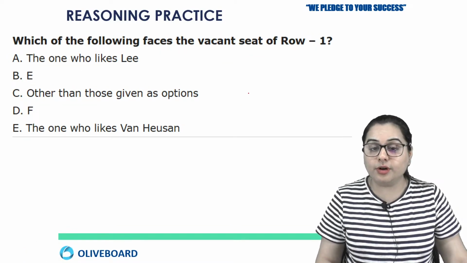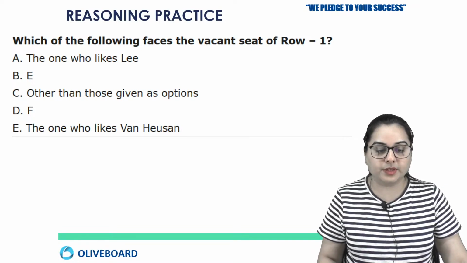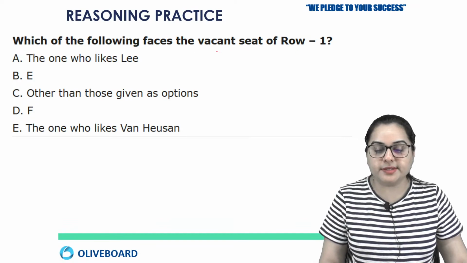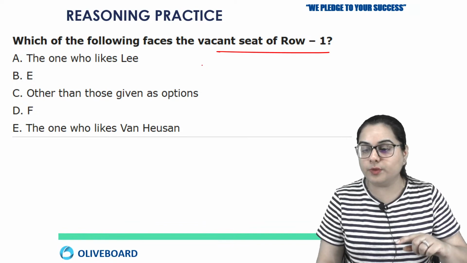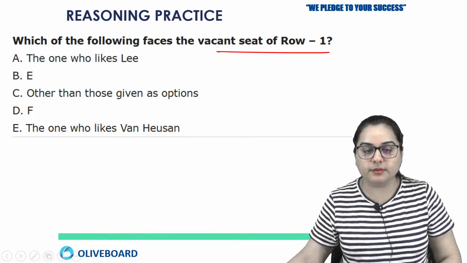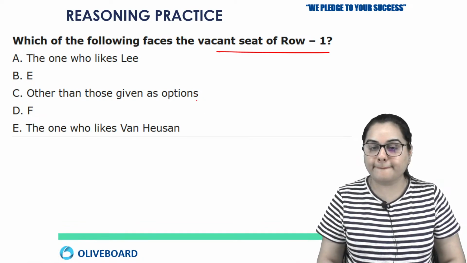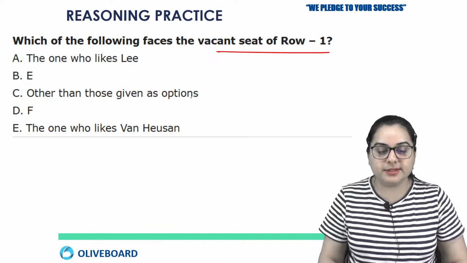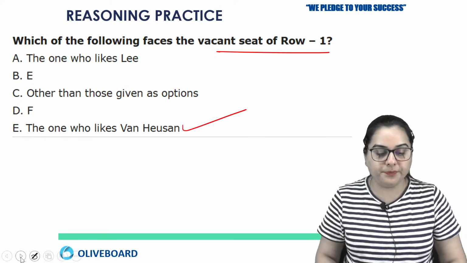Which of the following faces the vacant seat of row 1? So, opposite to the vacant seat of row 1, who is sitting? It is D, who likes Van Heusen. The one who likes Van Heusen will be your answer.